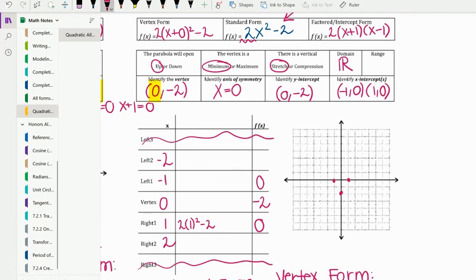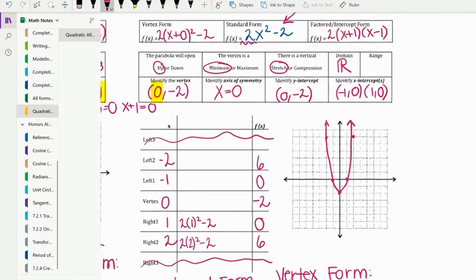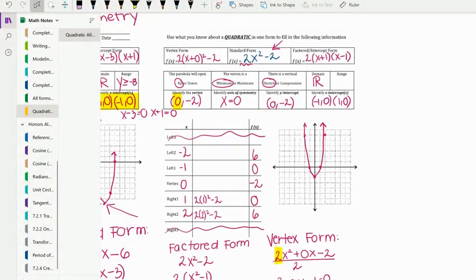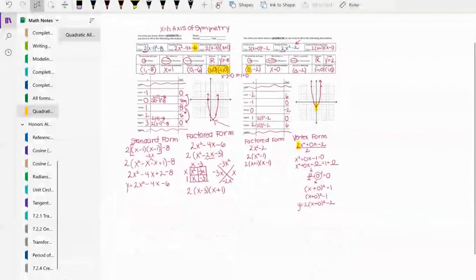And then I'm going to plug in 2. So 2 times 2 squared minus 2. Well, 2 squared is 4. 2 times 4 is 8. And 8 minus 2 is 6. So I have (-2, 6) and (2, 6). And then I could connect them. Okay, so last thing is just the range. So the range is dealing with just this bottom point right there. So y has to be greater than or equal to negative 2. And that is quadratic all forms.